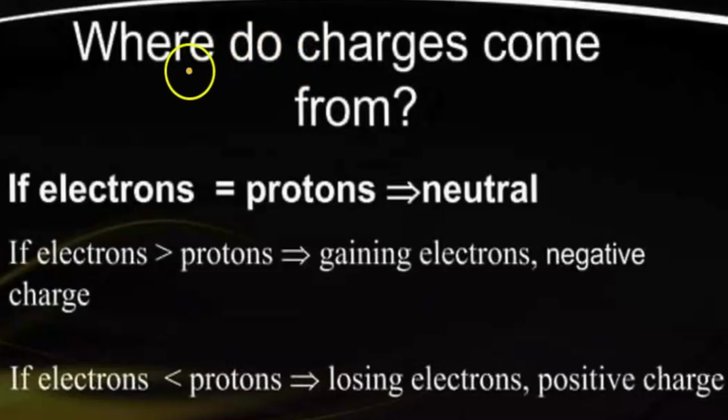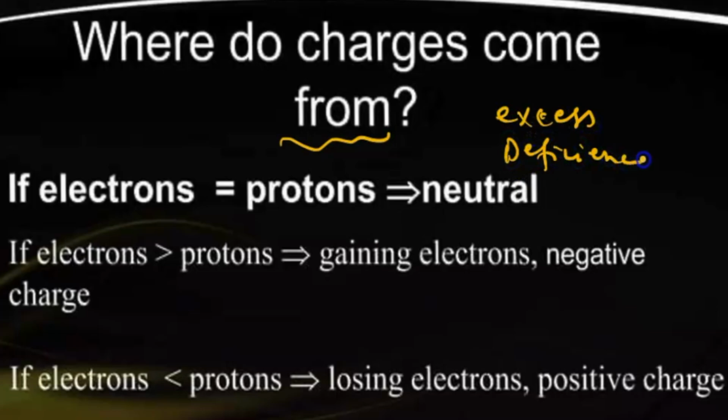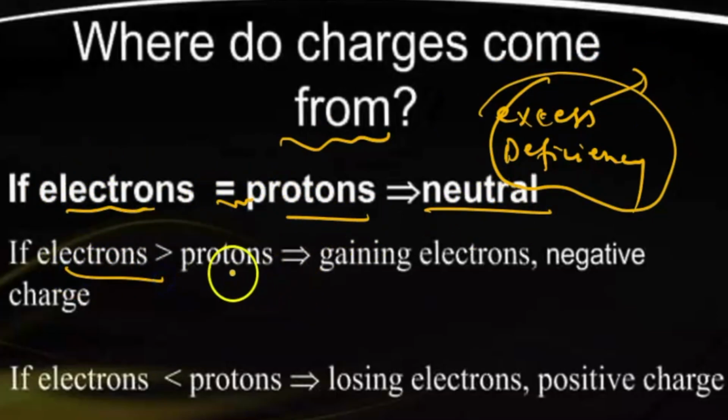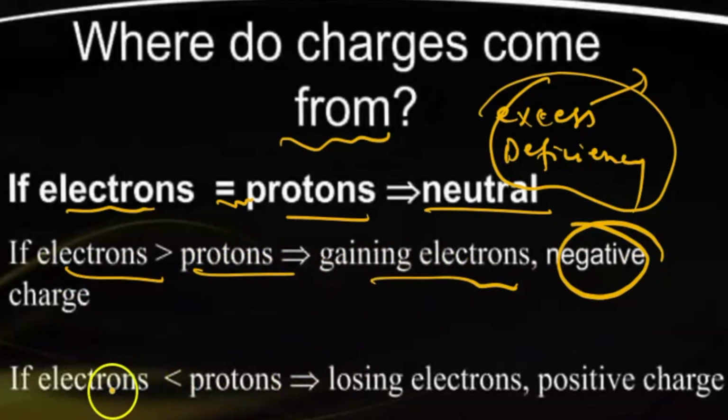Now coming to where charge comes from, as I told you how charge comes. Basically there is an excess of electrons or a deficiency of electrons. Only in these two cases will there be charge on a matter. If the number of electrons is the same as the number of protons, it is neutral. If electrons are greater than protons, gaining electrons means the body has negative charge, and similarly this is the positive charge, as I told.